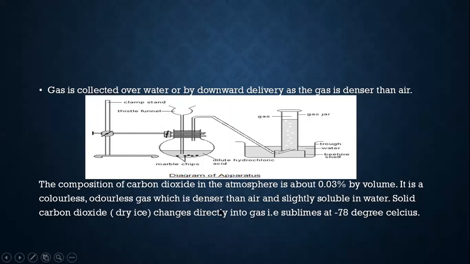So what you can see here is telling us a little description about the physical properties of carbon dioxide. The physical properties of carbon dioxide include: one, it is a colorless gas, it is an odorless gas, it is denser than air, and it is slightly soluble in water, right? And it can sublime.